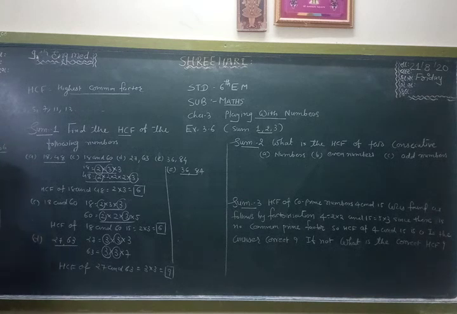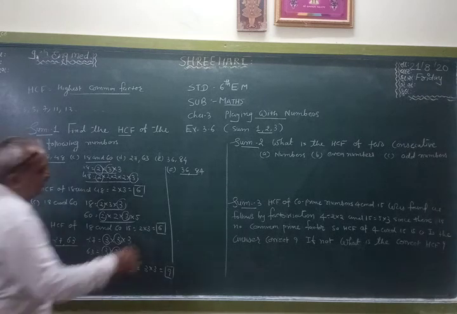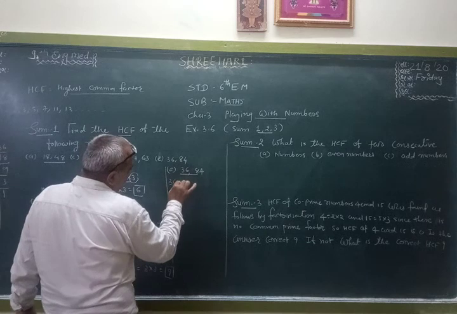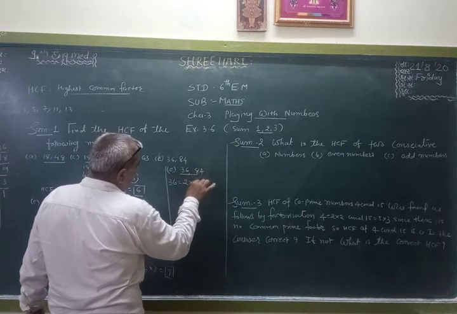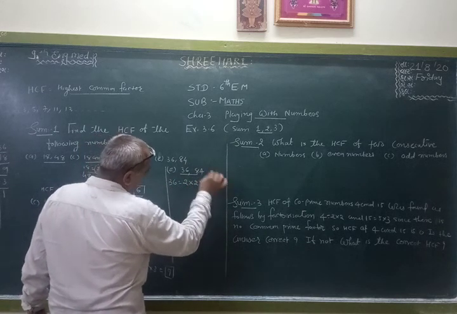We divide by 2. 2 18s are 36. Then 2 9s are 18, 3 3s are 9, 3 1s are 3. 2 2s are 4, 3 4s are 12, 12 3s are 36. So the prime factorization of 36 is 2 into 2 into 3 into 3.